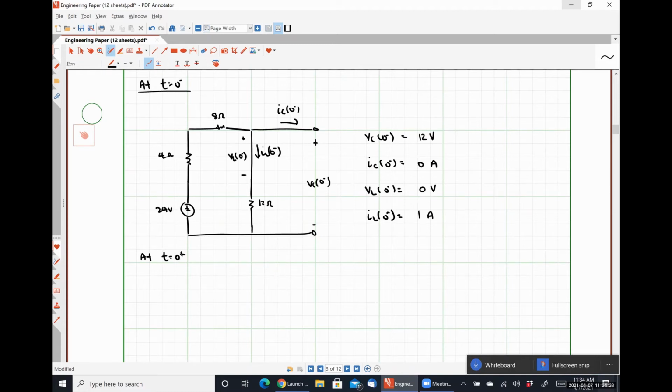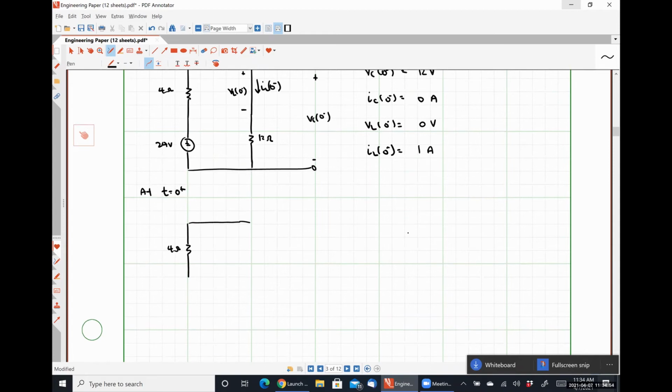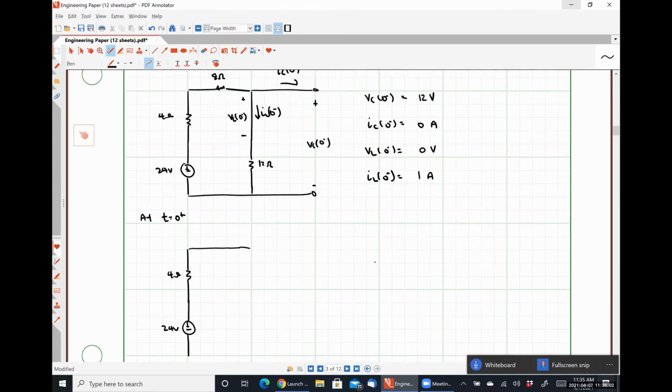Our circuit is going to be similar, but our 8 ohm resistor is shorted out. So recall that when our switch closes, that resistor gets shorted. So we have our 4 ohm here. We have that short circuit there. We have our 24 volt source here. Our inductor is going to look like a 1 amp source direction down.